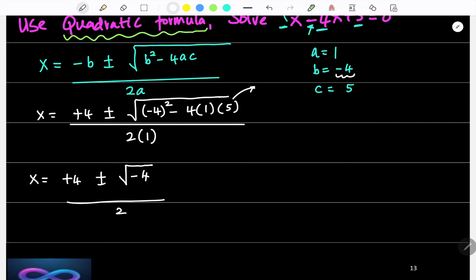Yes. So suppose if your calculator is in degree mode, for example, right? Degree mode means what? Without i. Your calculator will give you math error.